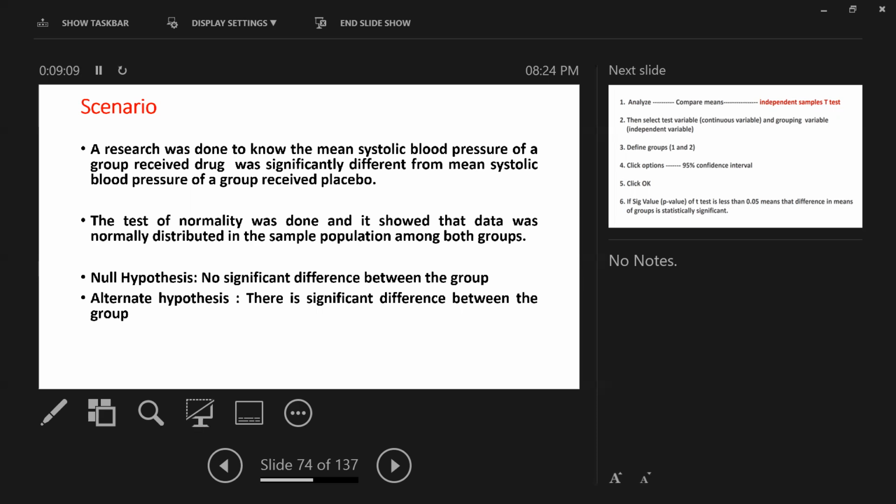The test of normality was done. Last session we discussed how to do a test of normality, and it showed that the data was normally distributed in the sample population among both groups. Now the null hypothesis is that there is no significant difference between the groups. Alternate hypothesis is that there is a significant difference between the groups. Okay. So with this hypothesis, we proceed to the next step.